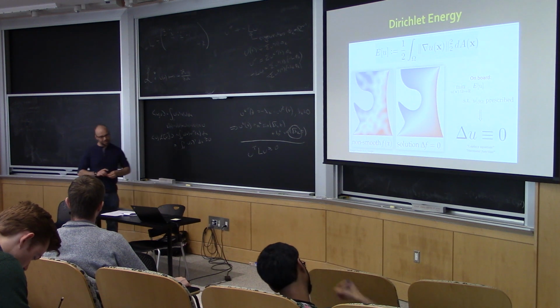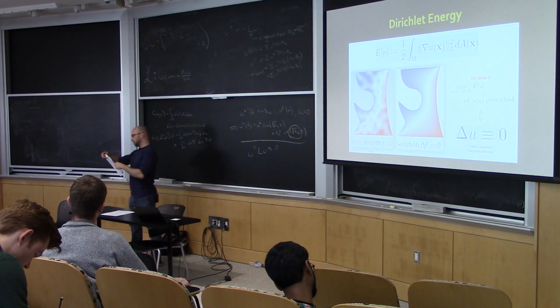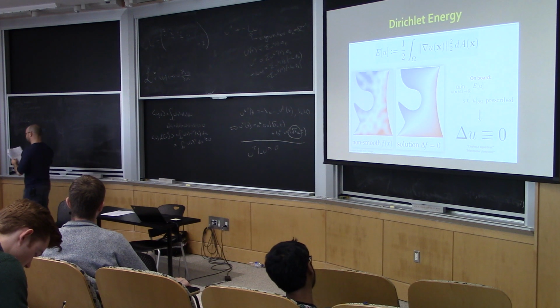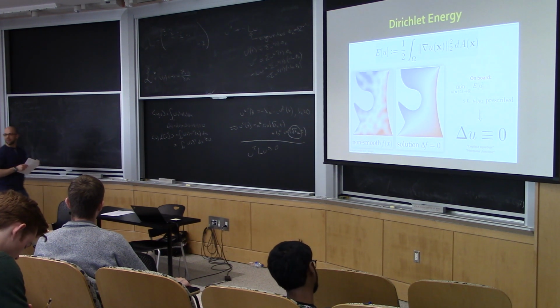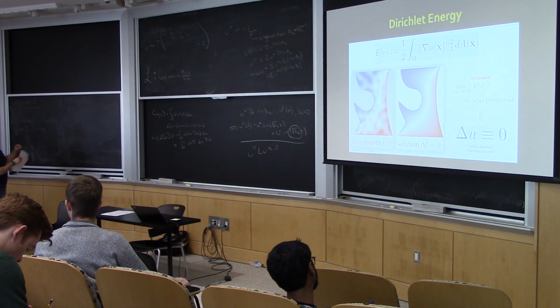So how are we going to do that? Well, let's say that I have a function u, and remember the u on the boundary is kind of prescribed. Yeah, I'll do it the way I did in the notes.